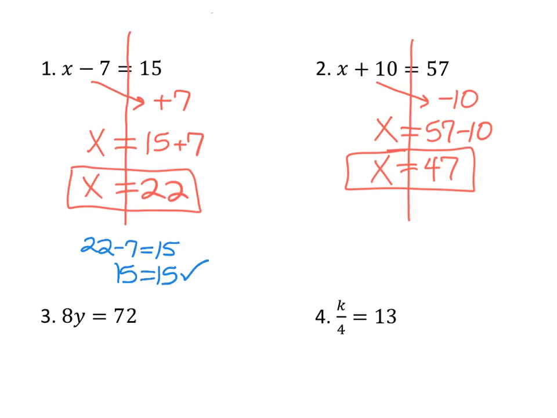Let's check number 2. Instead of writing x plus 10 equals 57, what am I going to do to check my work? 47 plus 10 equals 57. Well, 47 plus 10 is 57. We know that. And 57 equals 57. Woohoo! True mathematical statement.